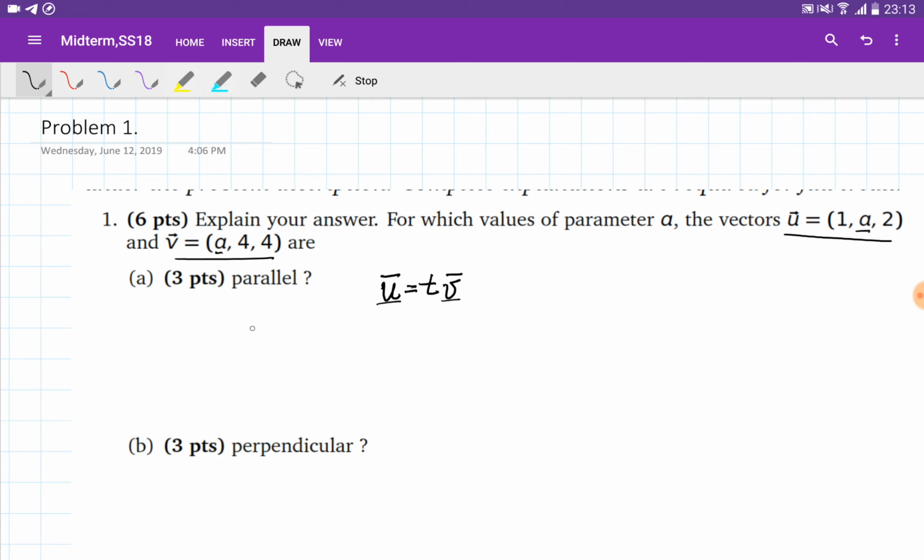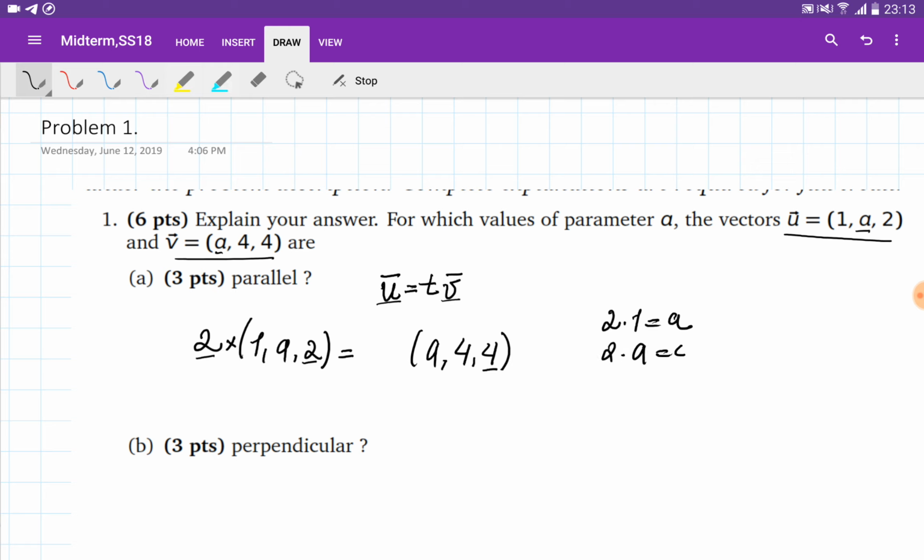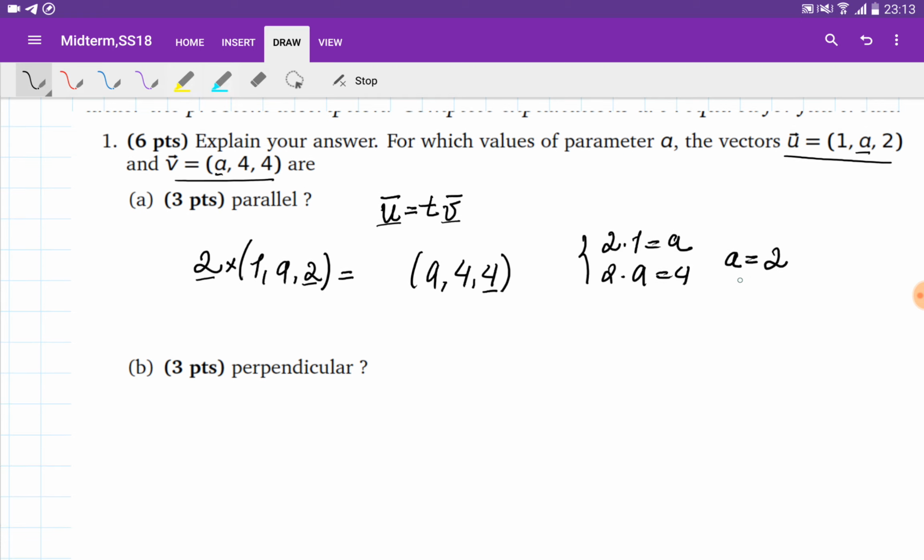So let me write down u as (1, A, 2), and v is going to be (A, 4, 4), right? From here, I can see that the scaling parameter is equal to 2, because if I multiply t by 2, this is going to be 4. From here, we can obtain that t multiplied by 1 is equal to A, or t multiplied by A is equal to 4. And the only value for A which is going to be satisfied is equal to 2. So when A is equal to 2, these two vectors are parallel.